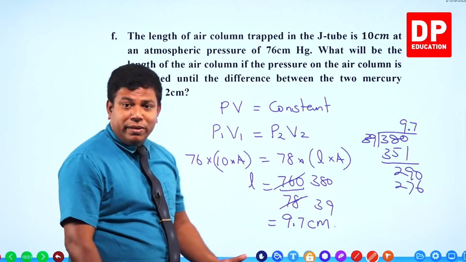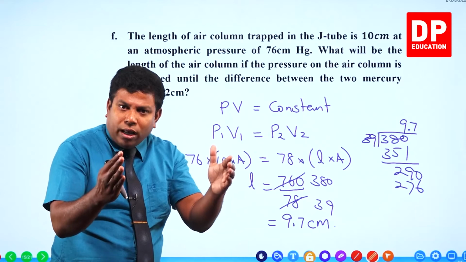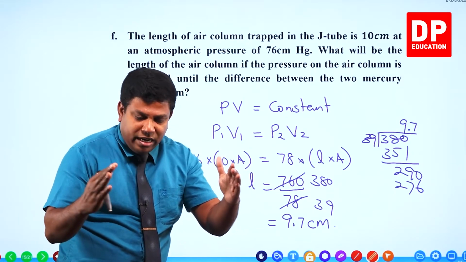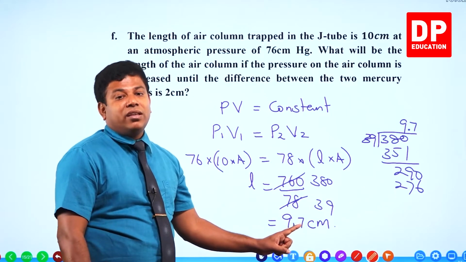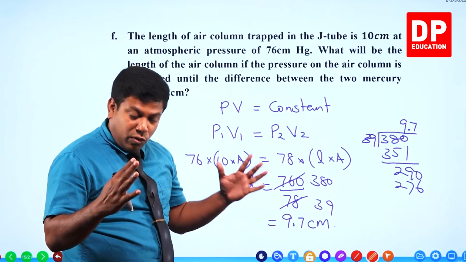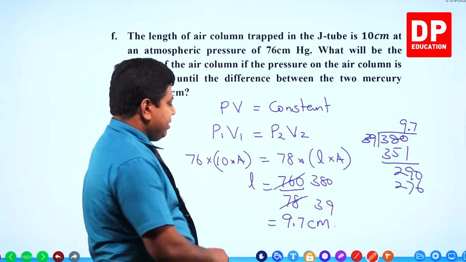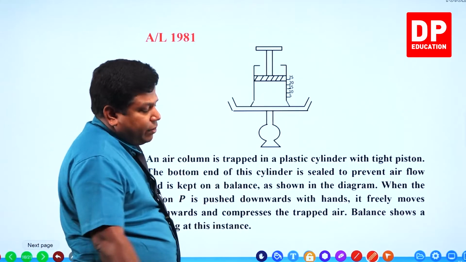Earlier it was 10 centimeter, the length of the air column. Now when extra pressure is given, it is compressed. Suppose you got an answer above 10 centimeter, then you are wrong, because now we are giving more pressure. More pressure means volume has to be lower. It's 9.7 centimeters. That's all in that paper.